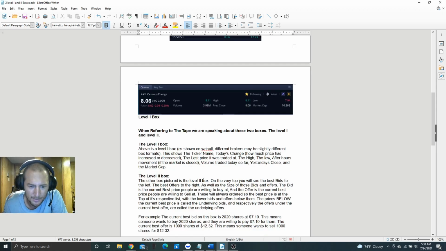So the level 2 box is going to be the other picture we were looking at above there. At the very top you're going to see the best bids to the left and the best offers to the right, as well as the size of those bids and offers. The bid is the current best price people buy at. The offer is the current best price people are willing to sell at. These will always be ordered so that the best price is at the top of its respective list, and the lower bids and offers are going to be below those. So the prices below those are also called the underlying bids, and respectively the offers under the current best offer are called the underlying offers.